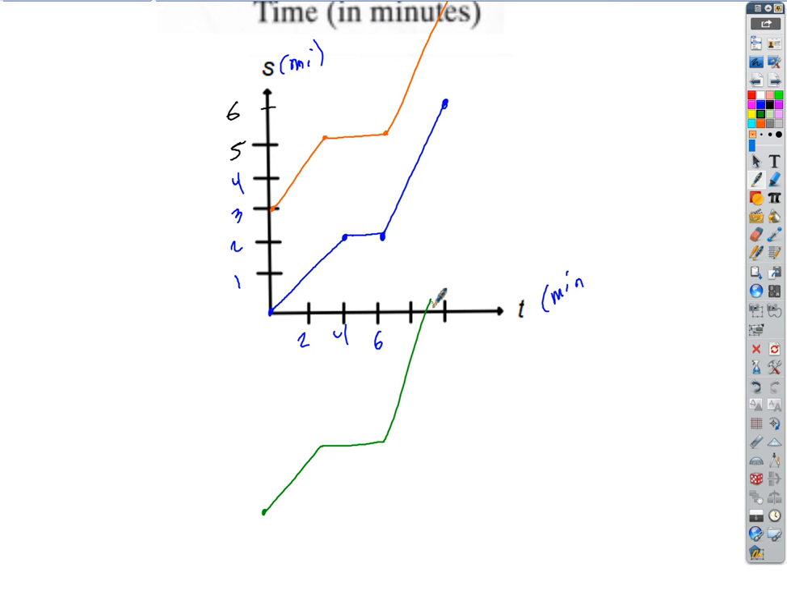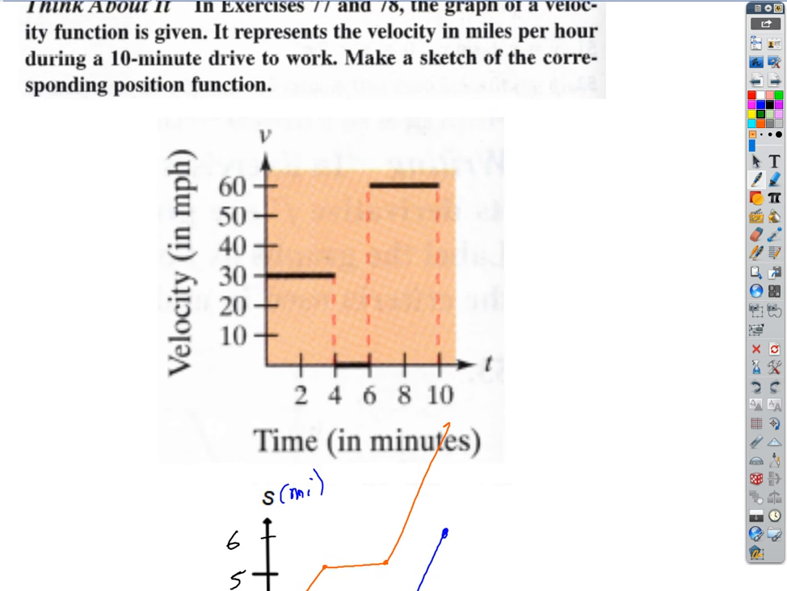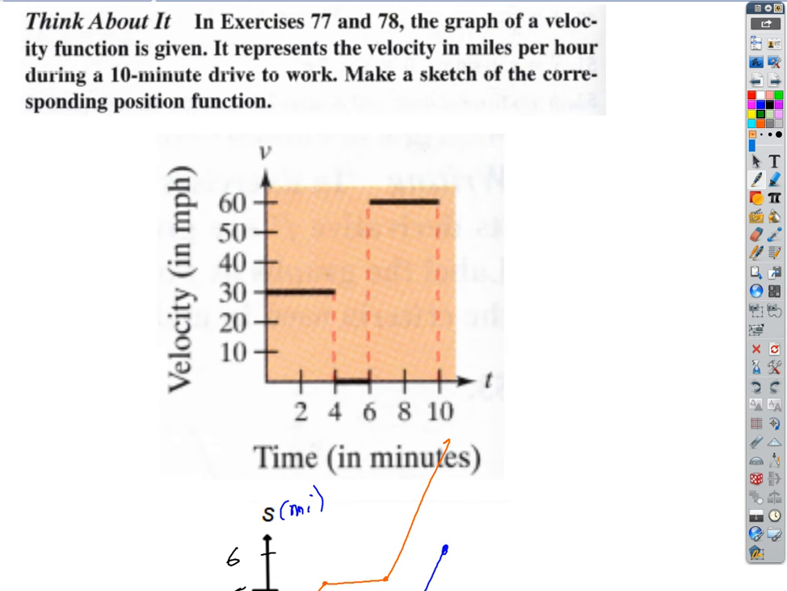You don't know, right? Those are all possibilities, okay? How could I pin one of those down? Well, what would I have to include in this problem in order to be able to say, okay, it's the blue graph and not the orange one or the green one? I'd have to have something else going on here. I'd have to have some other information.